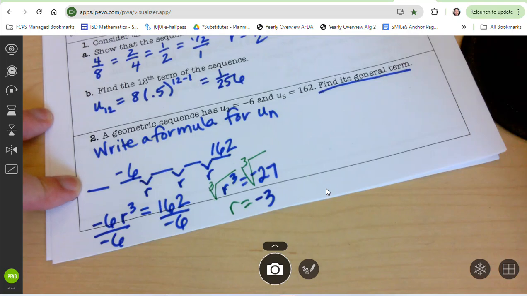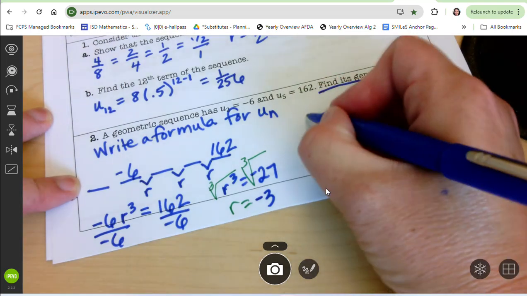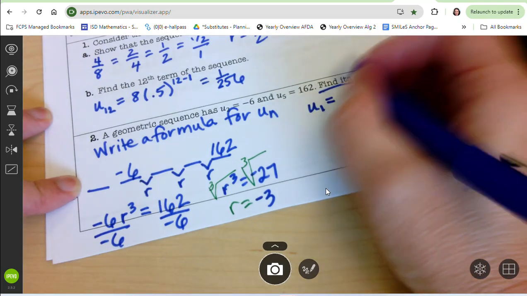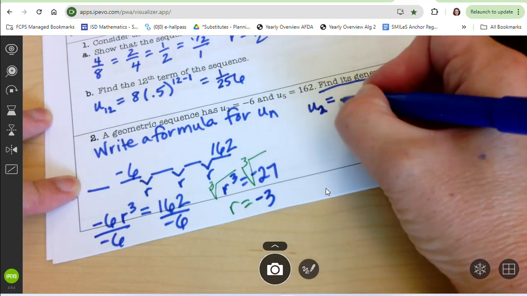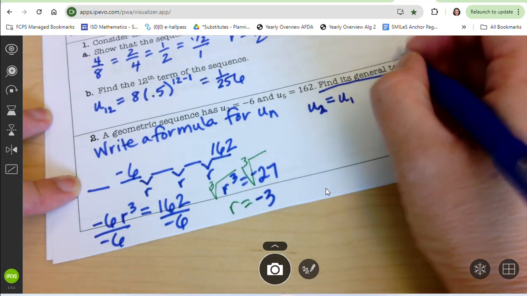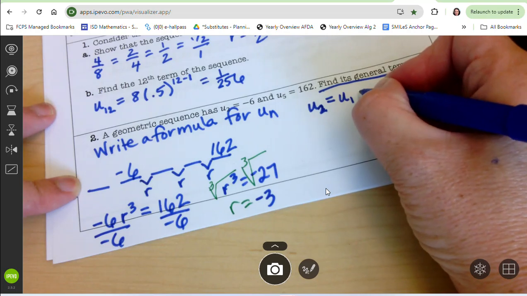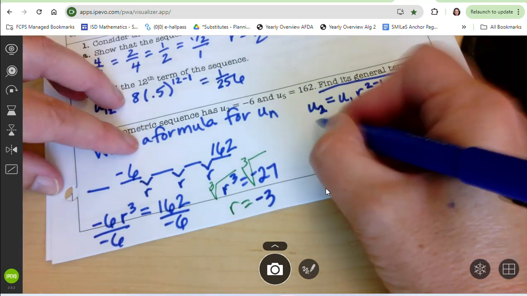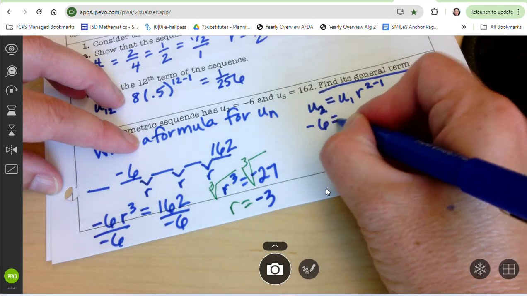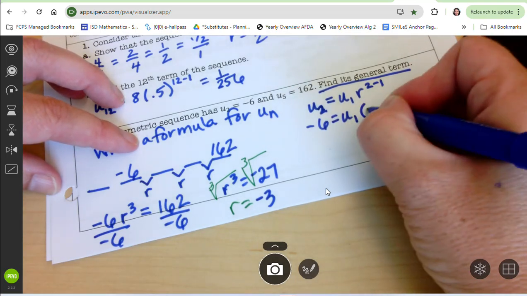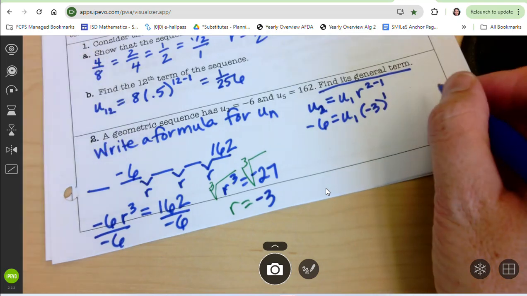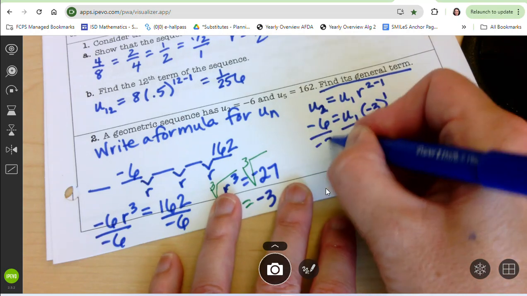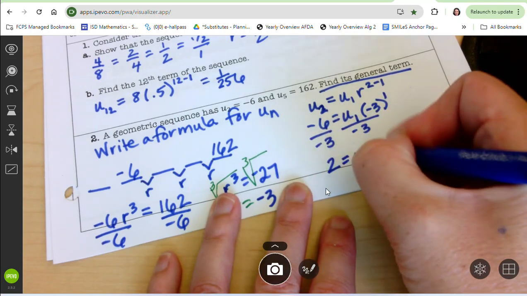We also need to know u sub 1. Actually, u sub 2, I'm going to use u sub 2, is equal to u sub 1 times r to the 2 minus 1. And I know u sub 2 is negative 6. I don't know u sub 1. I know r is negative 3. And I'm going to divide by negative 3 now to find u sub 1. So 2 is u sub 1.